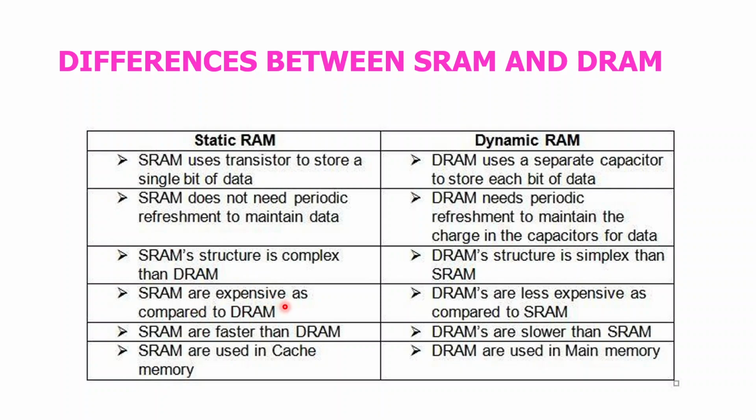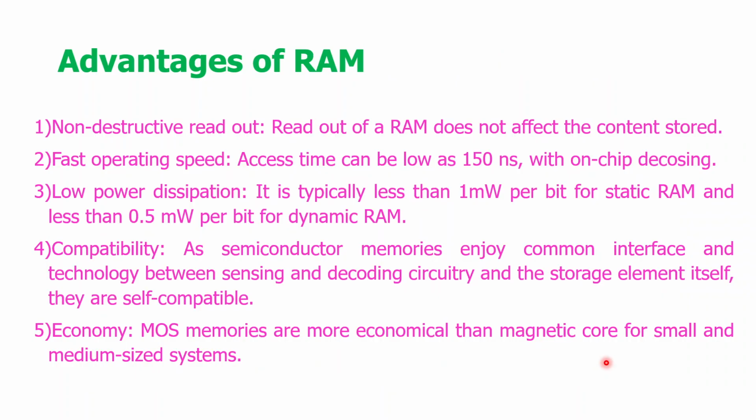SRAMs are more expensive, DRAMs are less expensive. SRAMs are faster than DRAMs, and DRAMs are slower than SRAMs. SRAMs are used in cache memory. In a computer, cache memory is used to store the data which needs to be accessed fast, quickly. For quick access, we use cache memory. So SRAM cells are used in cache memory, and DRAM is used in computer main memory.